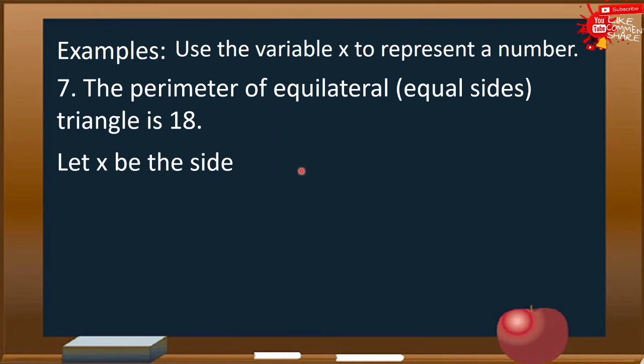Okay? And since we are talking about the perimeter, the formula of the perimeter for the equilateral triangle will be equal to 3s, since we have the equal sides. And since 3s is equal to 18, the perimeter is equal to 18. So we can say that 3s is equal to 18. Then we substitute s, since s is side, so we will substitute it by our representation, a variable x. So we will have 3x is equal to 18.